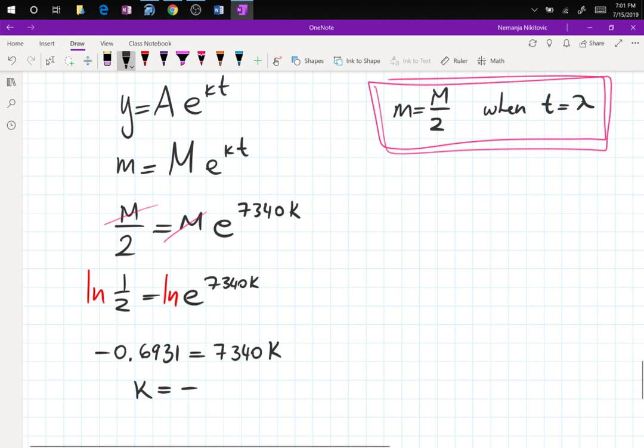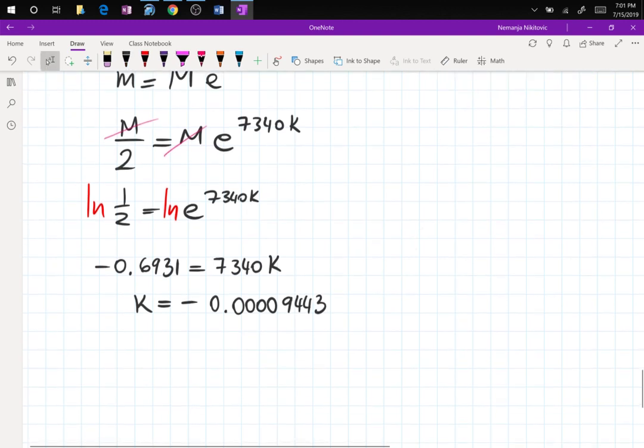Well, obviously it's going to be negative, it's a decay model. So the number we have divided by 7340, that will give us negative 0.0000943. And here it is, my model for decay of thorium in time. So you have initial mass e to the negative 0.0000943 t. So that's my model.